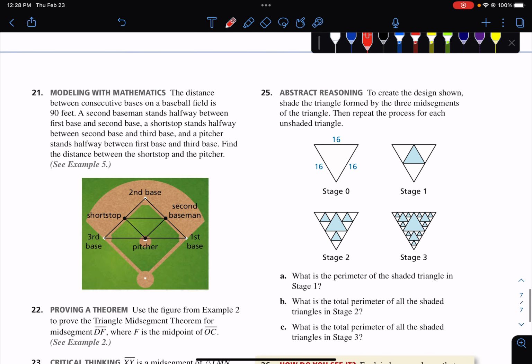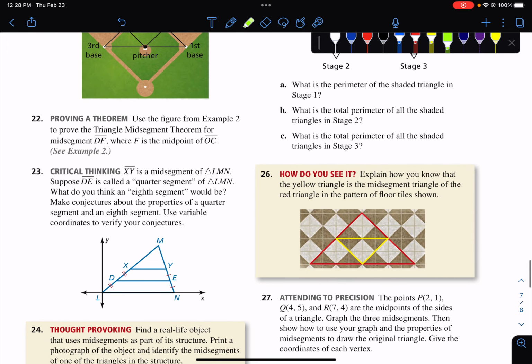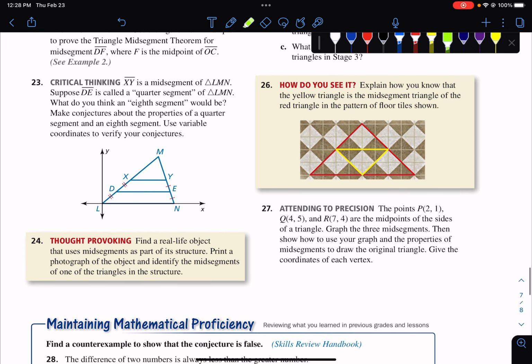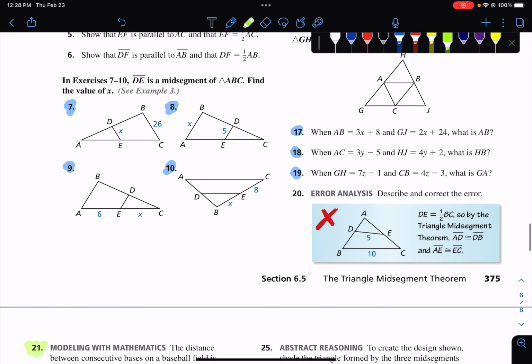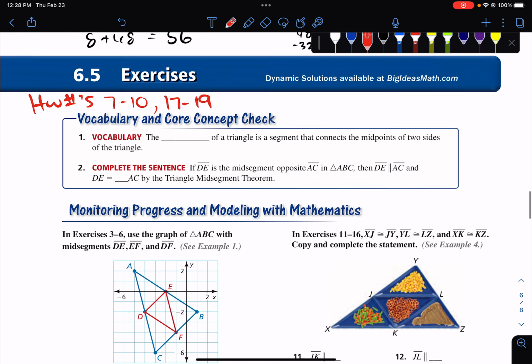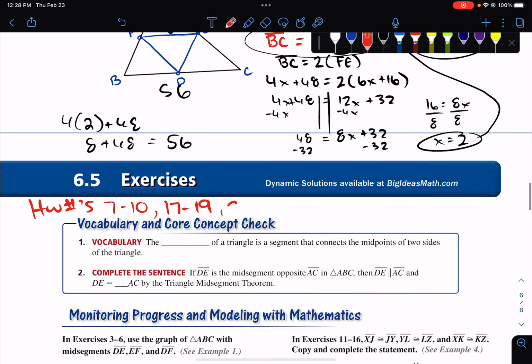Let's see. You know what? Let's do 21 as well. 21's probably enough. Let's just add 21. So 7 through 10, 17 through 19, and number 21. Make sure you can do those problems and you'll be ready for this section of the test.